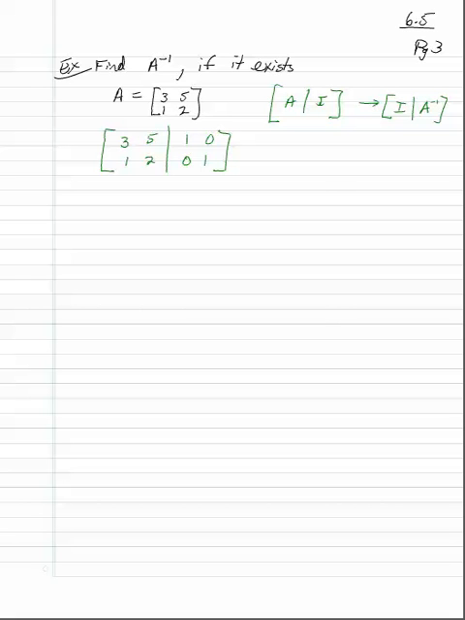We're going to switch row 1 and row 2, because I want a 1 there first. So 1, 2, 0, 1, 3, 5, 1, 0. Now I want a 0 where the 3 is. I'm going to leave row 1 alone, and take negative 3 times row 1 and add it to row 2, just like the elimination method. That gets us 0, negative 6 plus 5 is negative 1, 0 plus 1 is 1, negative 3 plus 0 is negative 3.